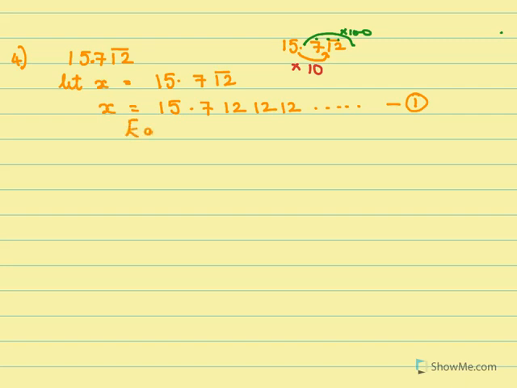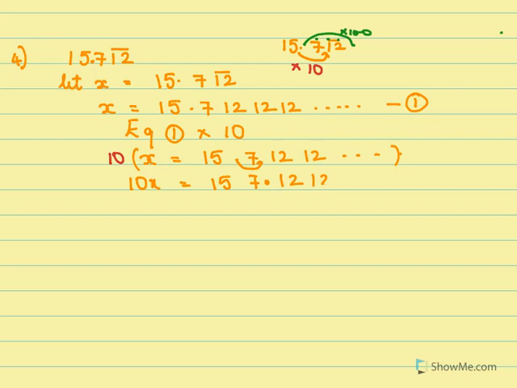In the first step, I take equation 1 and, as I said, multiply by 10. Equation 1 is 15.71212, and it goes on. I'm going to multiply it by 10, so 10 into x is 10x. When I multiply by 10, my decimal will shift one place, so 157.1212. This will be my equation 2.